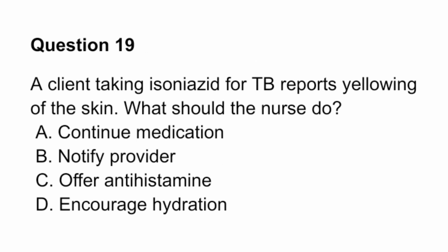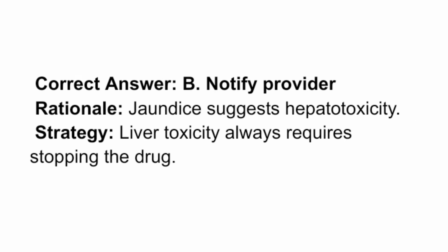Question 19. A client taking isoniazid for TB reports yellowing of the skin. What should the nurse do? A. Continue medication. B. Notify provider. C. Offer antihistamine. D. Encourage hydration. Correct answer, B. Notify provider. Rationale: jaundice suggests hepatotoxicity. Strategy: liver toxicity always requires stopping the drug.